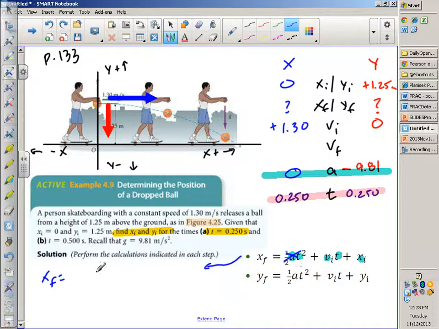So, in this case, the acceleration on the horizontal axis is 0, so that just goes away, okay? We know the initial velocity on the x-axis, it's 1.30. We know the time that that object goes under the influence of being a projectile. We plug that in there, and we said that the initial position on the x-axis is 0.